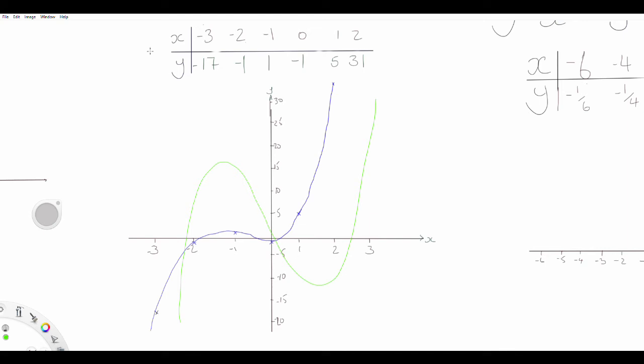But again, this S could be in all different places around the graph. Might be up here, and that will all depend on the values of a, b, c, and d. But takeaway point is a cubic is generally an S shape. So if you're not seeing that and you've got a cubic equation, then you've potentially plotted something incorrectly.